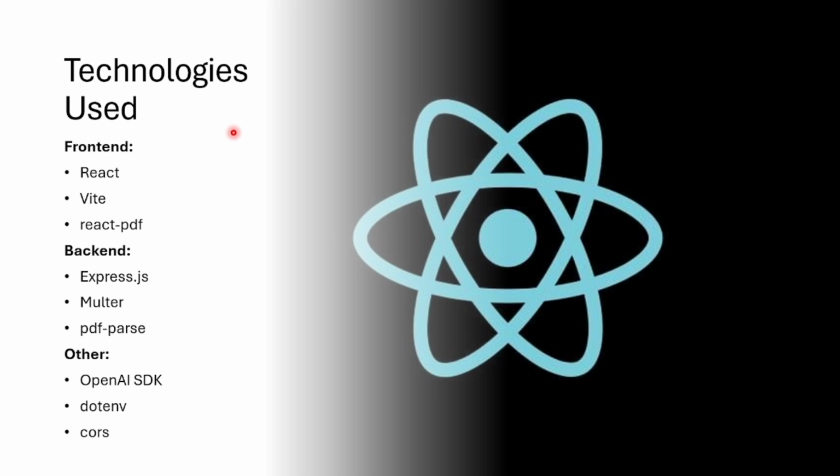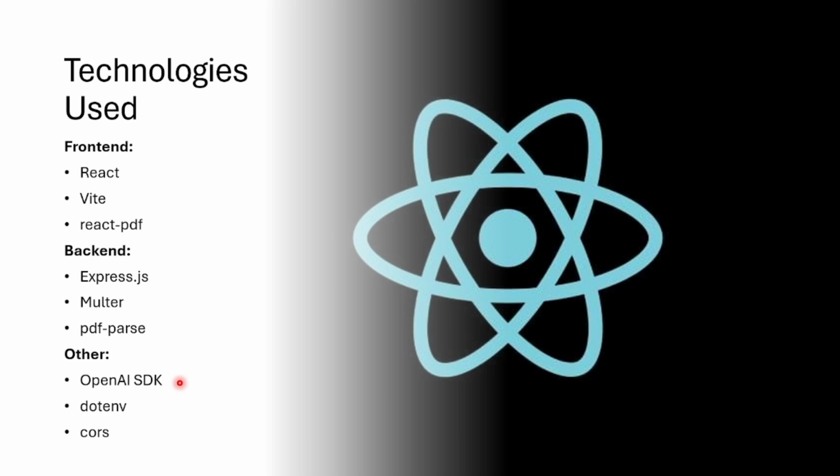For the front end, we use React and Vue to create a modern, responsive, and fast user interface. To display uploaded PDF files efficiently, we integrate the React PDF library. On the backend side, we use Express.js as our server framework. Multer was utilized for handling file uploads securely, while pdf-parse was responsible for extracting text content from uploaded documents.